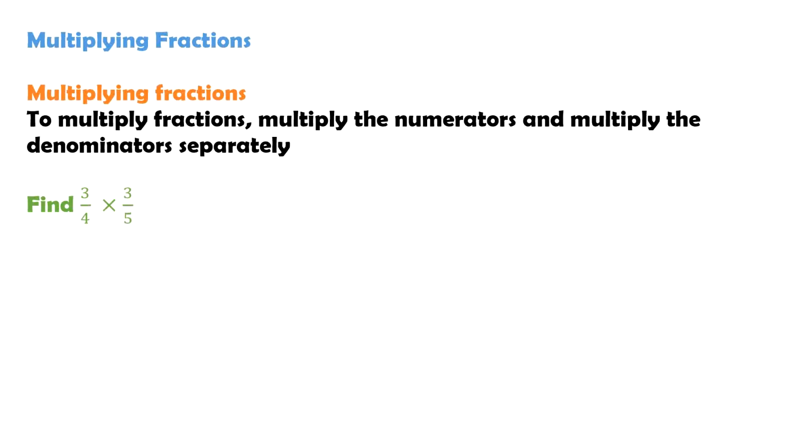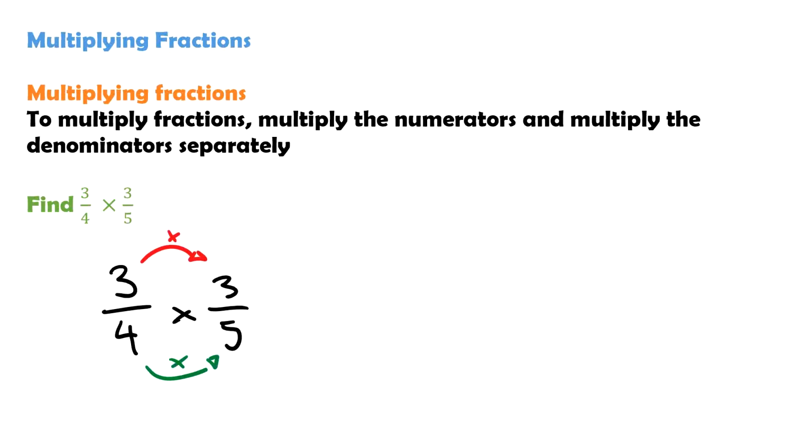In this video we're covering multiplying fractions, and in some cases multiplying fractions is easier than adding or subtracting fractions. So when we're multiplying fractions, all you do is multiply the numerators and then multiply the denominators separately. So what I mean by that is, if I write this out, 3 over 4 times 3 over 5, we multiply the numerators and we multiply the denominators.